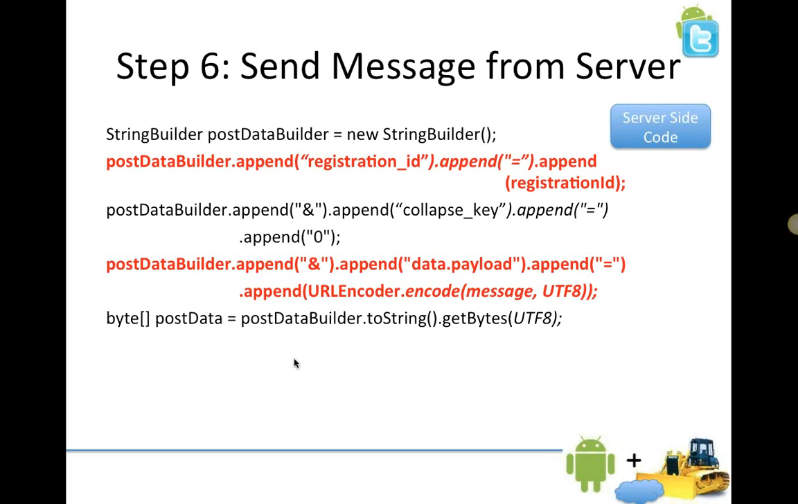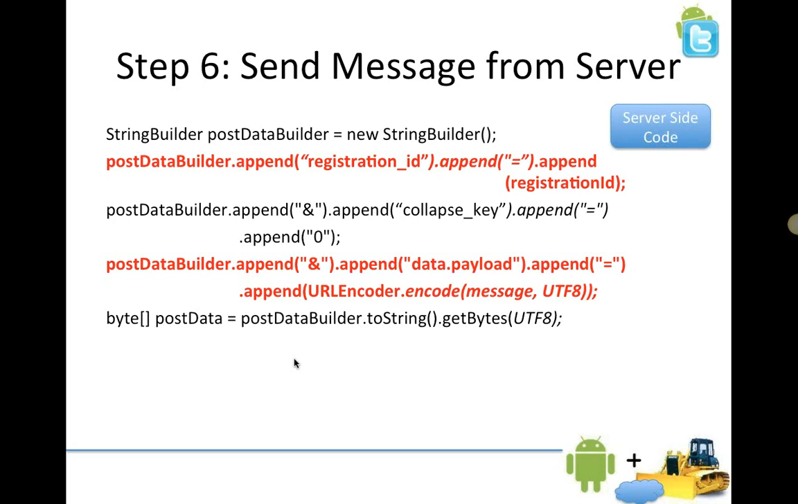And ultimately, the data.payload is some message which I'm sending in UTF-8 format. So the main thing is the registration ID and the data payload. See, over here, I don't have to mention anything about the user, because I got the identity of the application from the application itself, and Google Cloud knows about this.